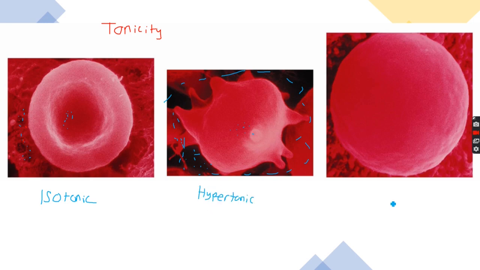On the other hand, what if we had fewer osmotically active particles on the outside compared to the inside? Well, water would move into the cell, and the cell will swell and eventually burst. This is a hypotonic solution.